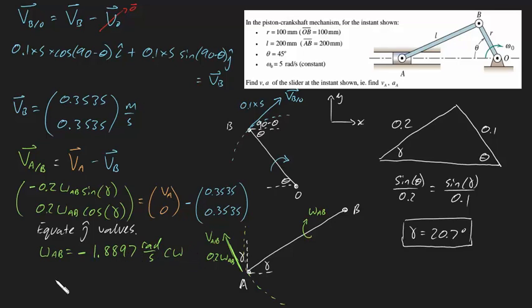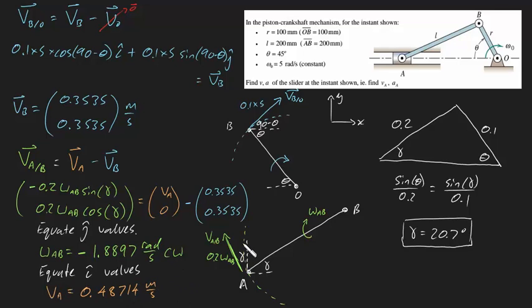Now let's solve for VA. We know that VA can be found by equating i values. So let me really reiterate this. Let's equate i values, right? And of course that just means we focus on this top row and solve it. Because now we know omega AB, we can solve for VA, and we can say VA is just going to be equal to 0.48714 meters per second. Okay, now this is the magnitude of VA.